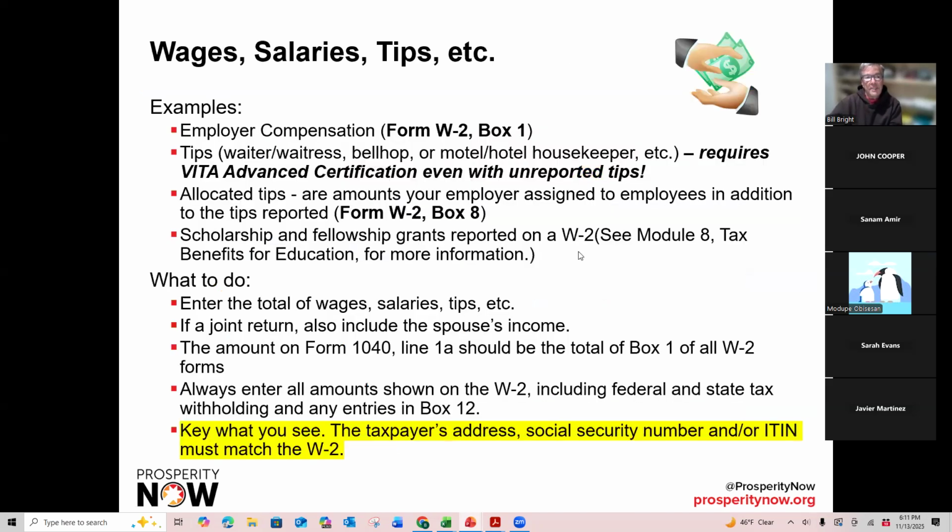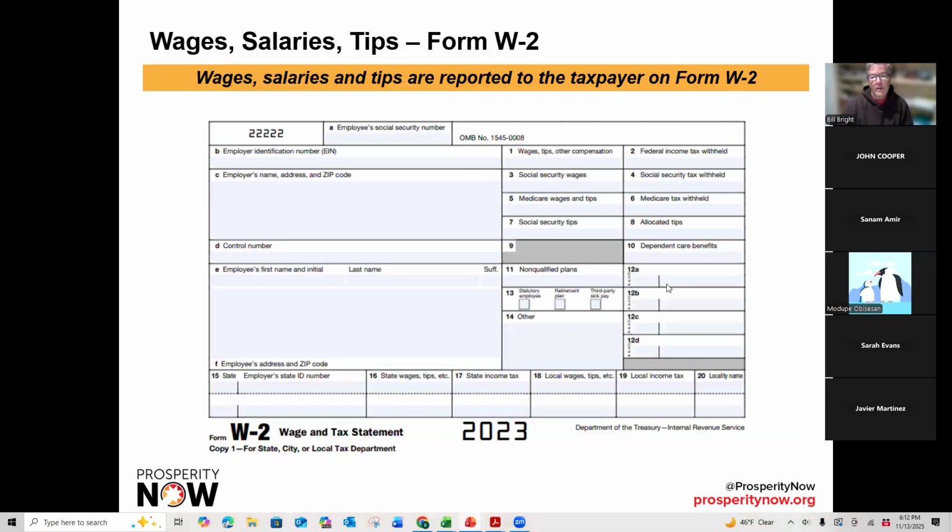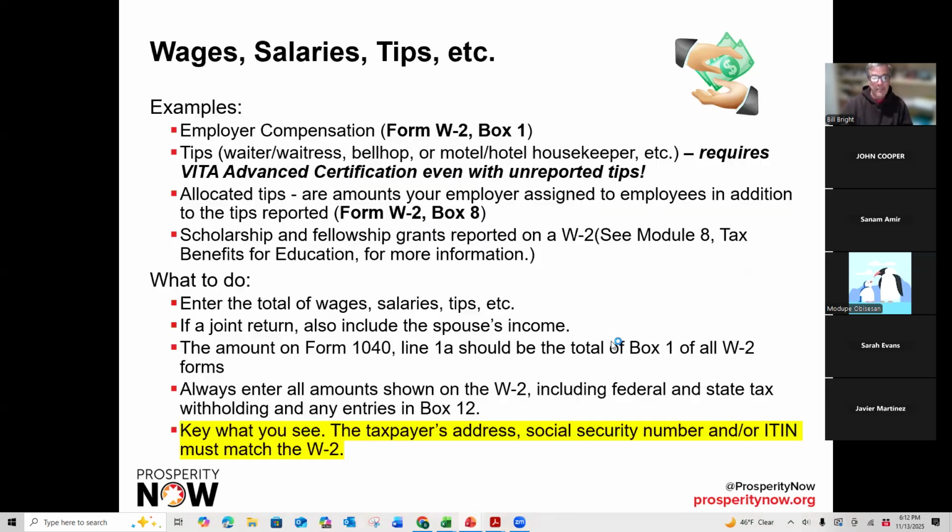Again, wages, it's going to be employer compensation. Again, if there's tips, if they're unreported, that requires advanced certification. This will change, I guess, given the legislation about tips being tax-free. Allocated tips do get reported. Again, if they're working at a restaurant and they kind of pool tips, that usually gets assigned there in line 8. Scholarship or fellowship grants reported on a W-2. Occasionally we get graduate students who are enrolled at Princeton or TCNJ who are teaching, and they may be getting a W-2 for that.